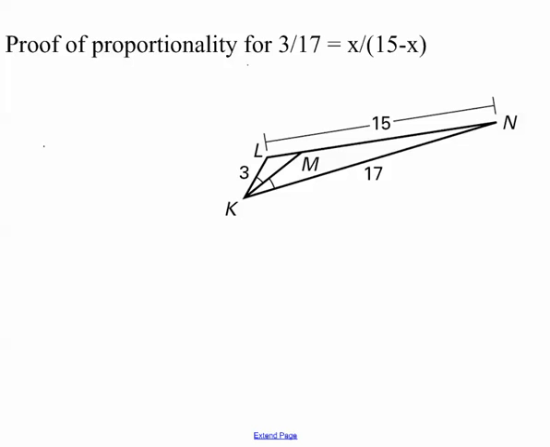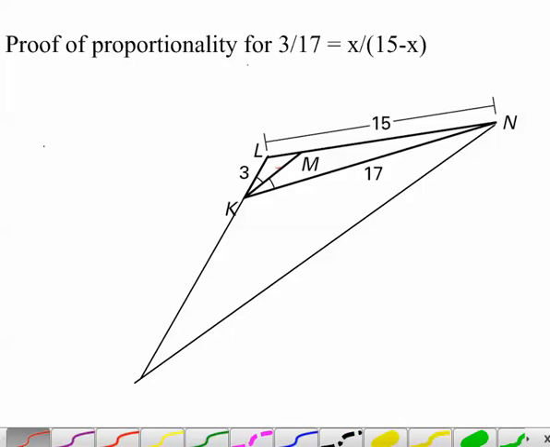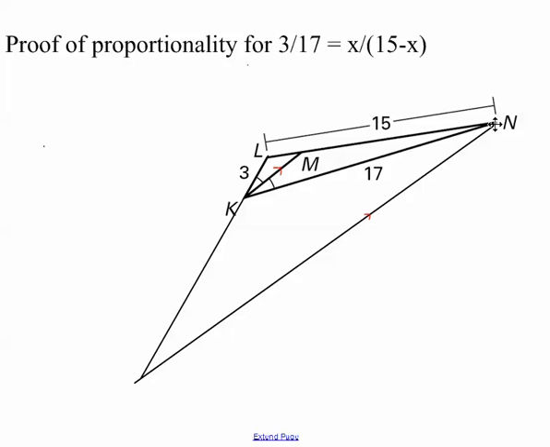So I'm going to draw in a line parallel to KM. And then I'm going to extend LK. So I'm creating a triangle to work off of. Okay? And then that way we can go back to the earlier theorem about proportionality when we draw a parallel line to one of the sides of the triangle.